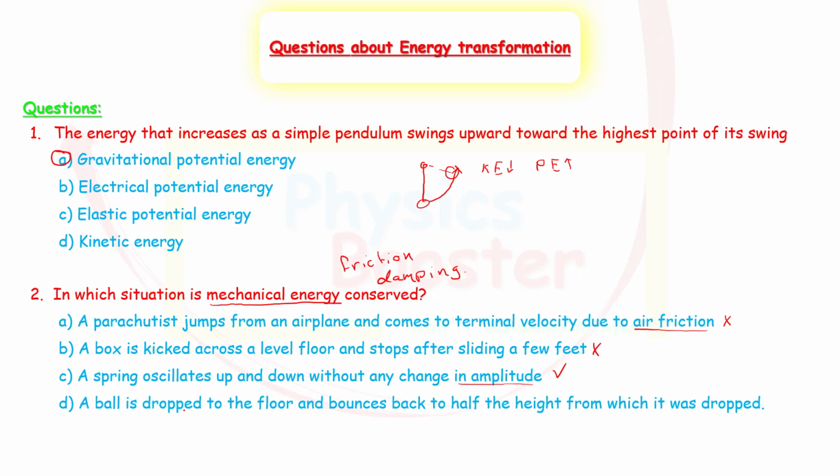And finally, a ball is dropped to the floor and bounces back half the height. So it must have lost some of its energy when it hit the ground due to friction, which transformed into heat and sound, which is another form of energy. So it's clear that the answer here is C.